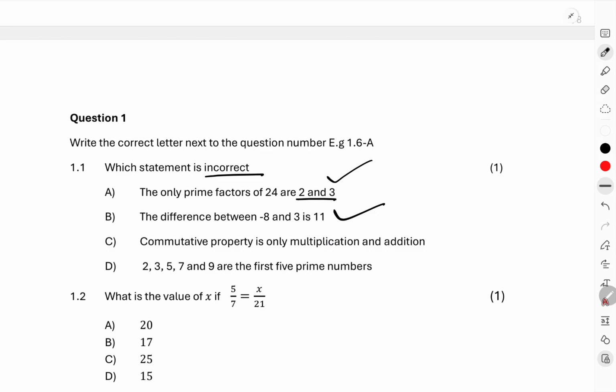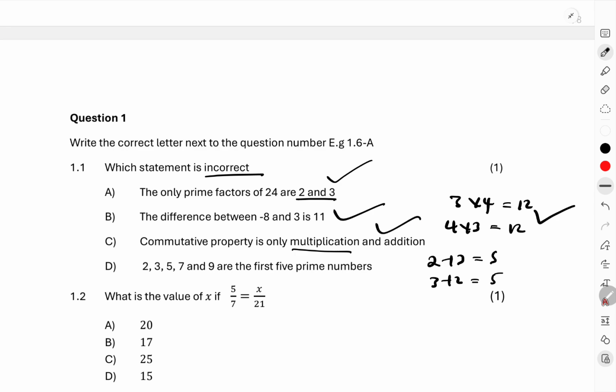Let us go to C. Commutative property is only for multiplication and addition. Commutative property means it does not matter how you rearrange, the answer will still be the same. Let us see. With multiplication, 3 times 4 and 4 times 3. What is 3 times 4? It's 12. 4 times 3 is 12. Therefore, commutative property works for multiplication. Let us look at addition. 2 plus 3 and 3 plus 2. What is 2 plus 3? 5. What is 3 plus 2? 5. Therefore, commutative property works for multiplication and addition. It means A, B, C are correct.